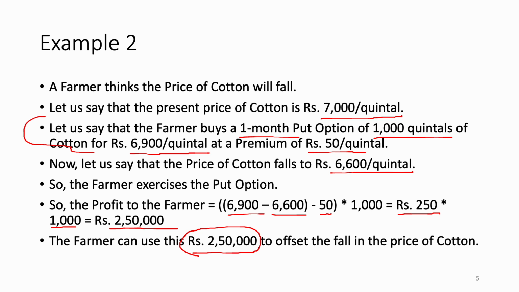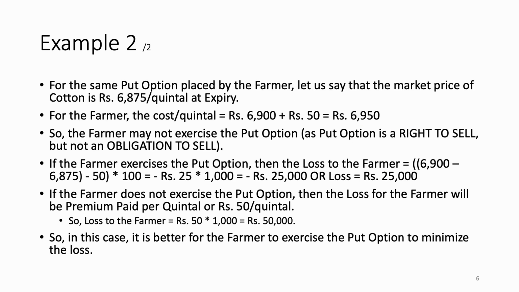Let us see another scenario. Suppose now, instead of the price falling to 6600, the price has fallen to only 6875 rupees per quintal at the expiry of this particular trade which we just discussed. Now the cost to the farmer was 6900 rupees per quintal, that is the strike price, plus 50 rupees was the premium he was ready to pay. So his total cost per quintal is coming to rupees 6950.